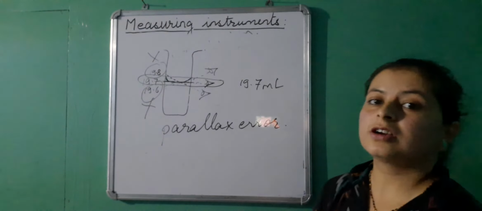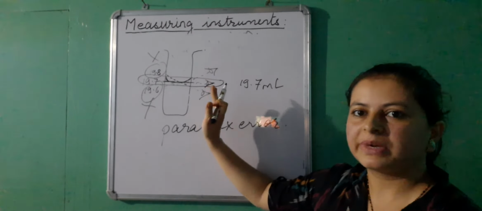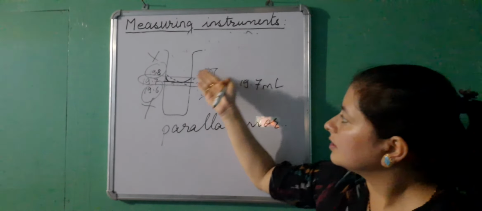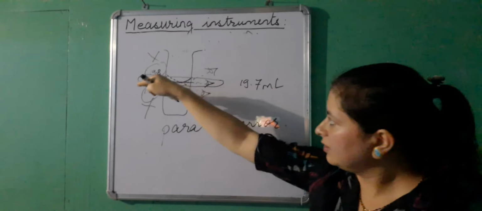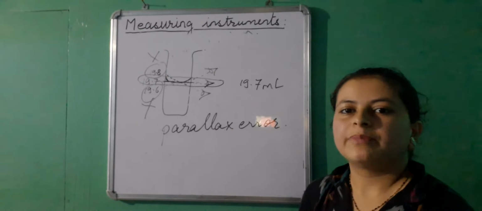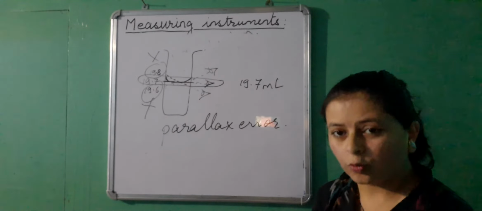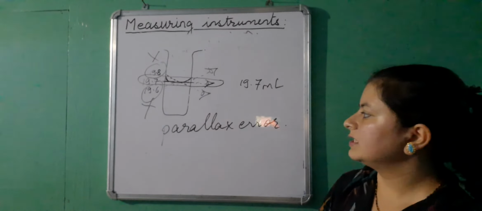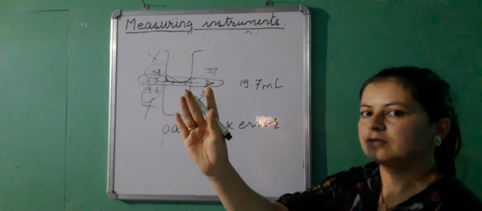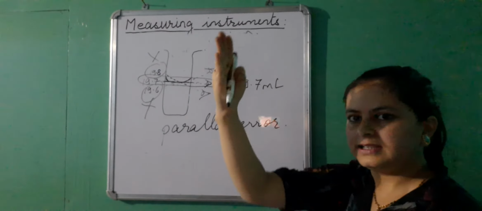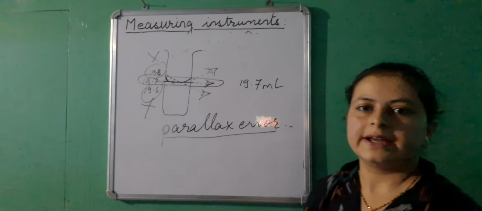Parallax error does not occur because of a faulty instrument. This instrument is perfectly fine, but the error lies in the person's viewing angle. If he doesn't view it right in front of the observation value, we are bound to get an error. This is how error may arise. One is because of a faulty instrument, the second is because of the error of the observer. He does not place the eye right in front. He will place his eyes at an angle here or here. That is why we are getting an error called parallax error.